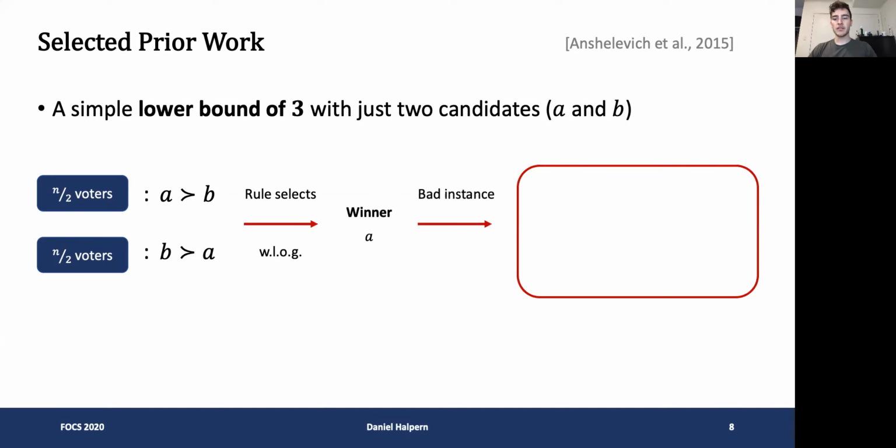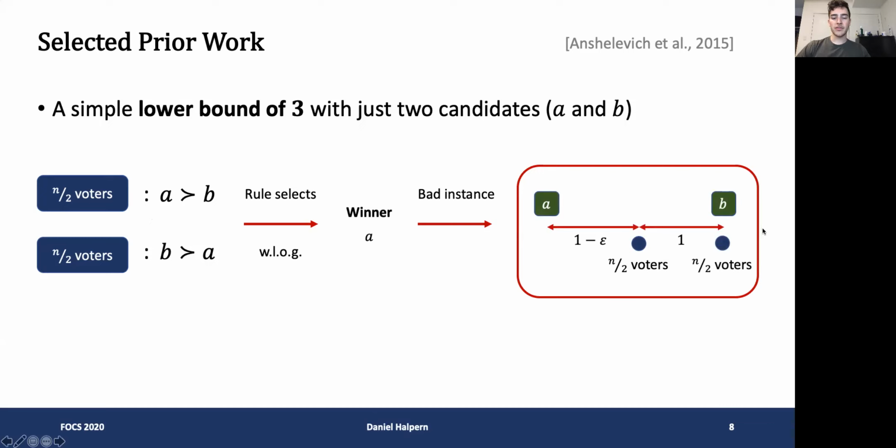So what could go wrong? Let's assume that candidates are on a line here. Half the voters are right about in the middle, but they ever so slightly have a preference for A. So these n over 2 voters here correspond to the n over 2 here that prefer A to B. The other half of the voters are at the exact same location as B. So they have 0 distance from B, well, approximately 2 distance from A. And these voters correspond to the n over 2 voters here that prefer B to A.